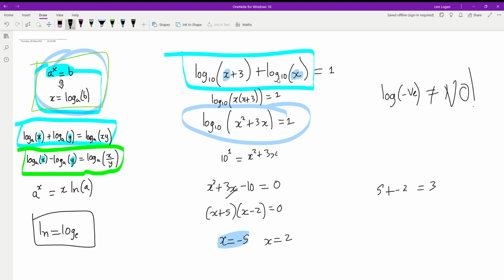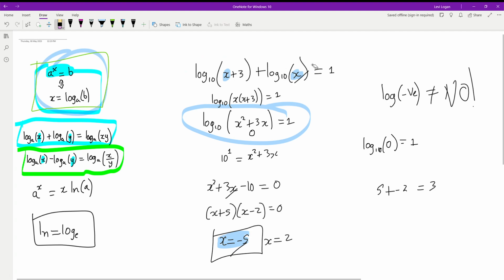Effectively, this is a solution, because when we combine these 2 logs together, like if we didn't have this bit here, then it wouldn't be a solution. But since we have this bit here, we can combine those, and that will just give us this expression here. And if we put negative 5 into here, that's just going to give us 0. And log base 10 of 0 is 1. So yes, this is a solution to this equation. If we didn't have this term here and we put the negative 5 in here, then it wouldn't be the solution. But effectively it is. So these are both valid solutions.